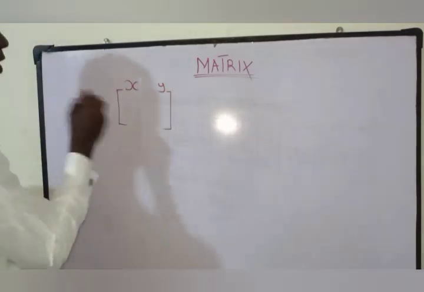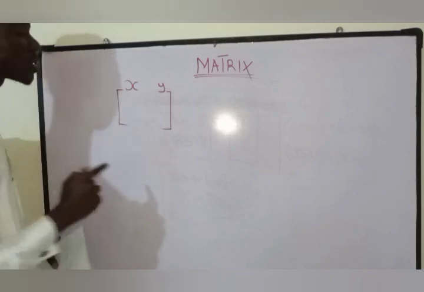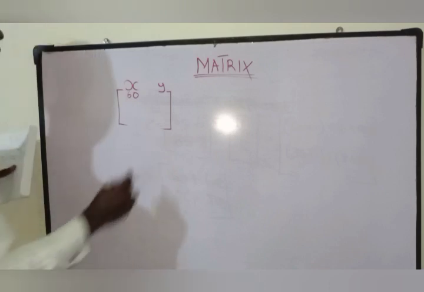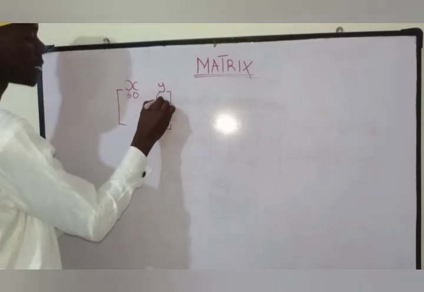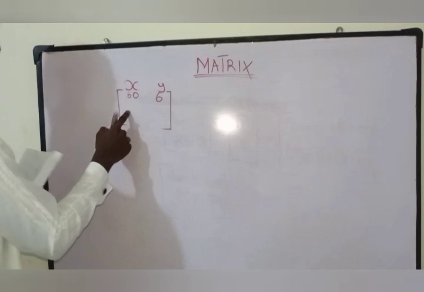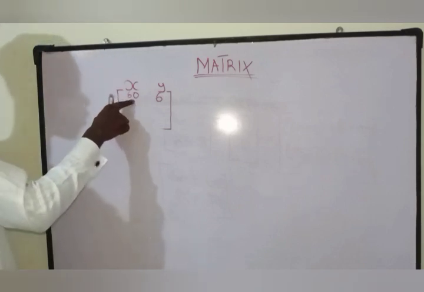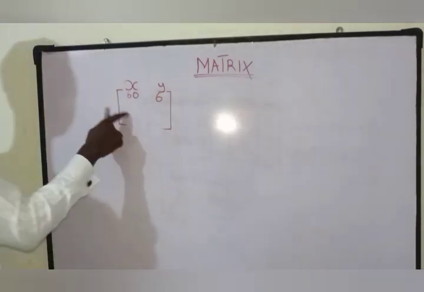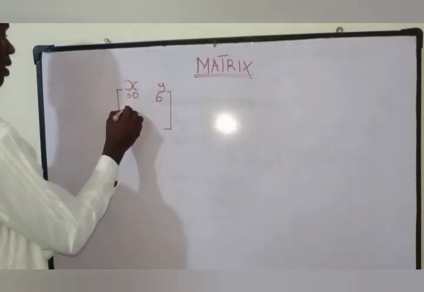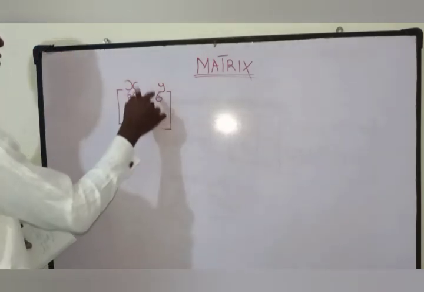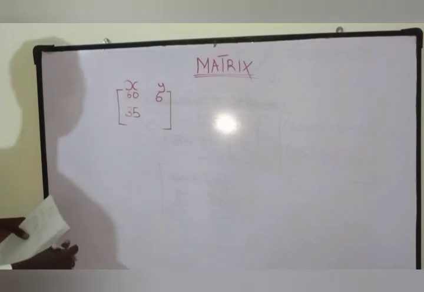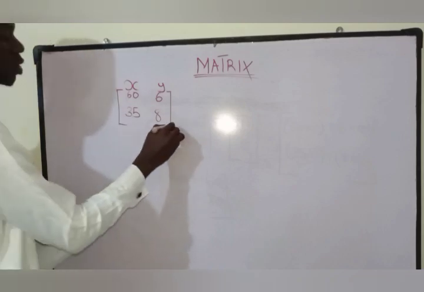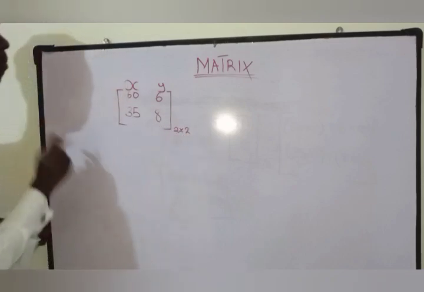Now the fixed cost for X in the question is 60. And the variable cost for X is 6. This is the fixed cost for Y, 35, and the variable cost for Y is 8. So this matrix is a 2 by 2 matrix.